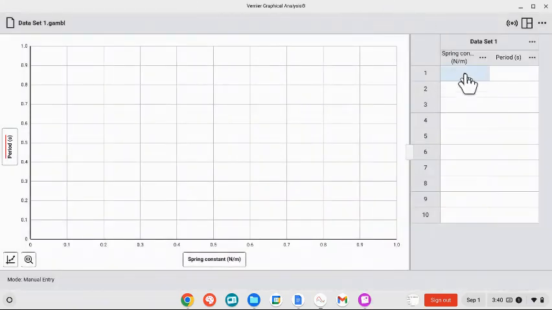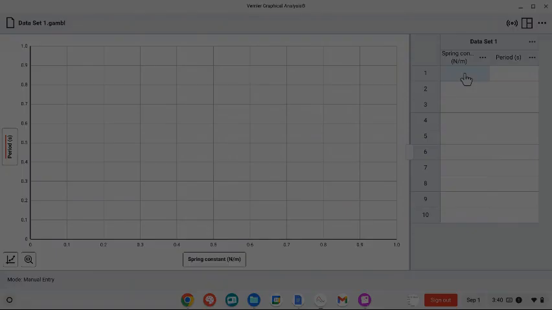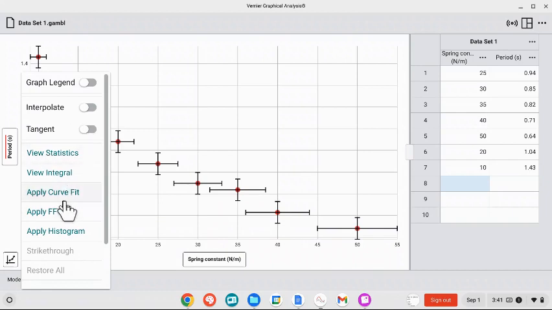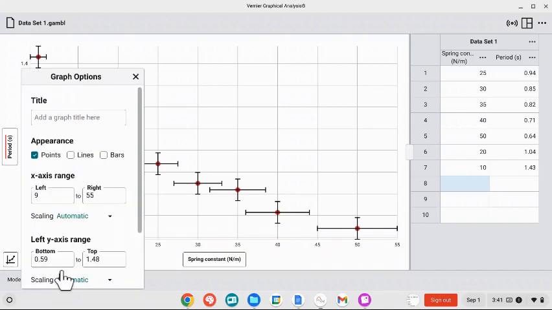All right, so you're going to go ahead and enter your data. Okay, so now we have our data entered. You'll see the error bars. We're now going to edit some of our graph options. So you'll come down here to the graph options button, and the first thing we're going to do is scroll down to edit graph options.